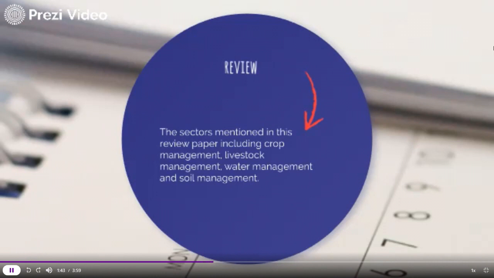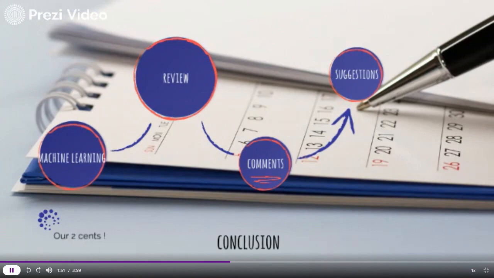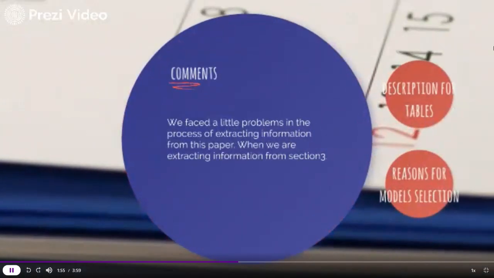The sectors mentioned in this review paper include crop management, livestock management, water management, and soil management. We faced little problems in the process of extracting information from this paper. When we were extracting the information from section 3, we found that the tables in section 3 are a little bit confusing. We would be pleased if a description could be added to further describe the different models used in the particular management. Besides, since many machine learning models have been introduced and clearly listed for each of the sectors, we found that the author did not explain the reason behind the selection of models for particular sectors. It would be better to have a reason to explain the usage of machine learning models so that the understanding of machine learning will not be only at the surface level.